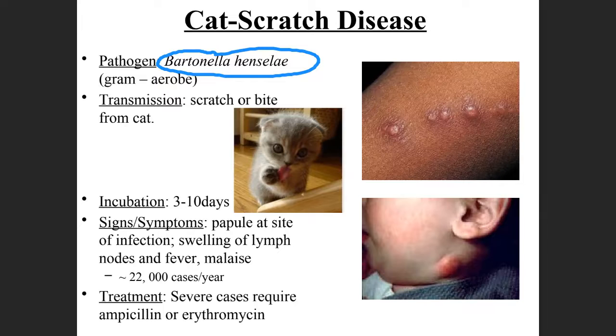Thankfully, it's not a very common disease. It's fairly rare. We only see about 22,000 cases of it per year, and it's rarely life-threatening. People that do get it, at the site where the cat bit or scratched them, might have lesions called papules on their skin, or some vesicles, and sometimes they get a fever and swollen lymph nodes. And very rarely does it really require any treatment. In severe cases that have spread to the blood, a person might get ampicillin or erythromycin, but barring anything like that, the person's immune system usually fights this off pretty well.